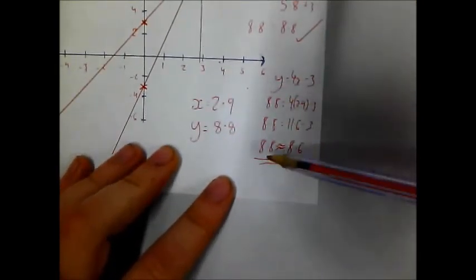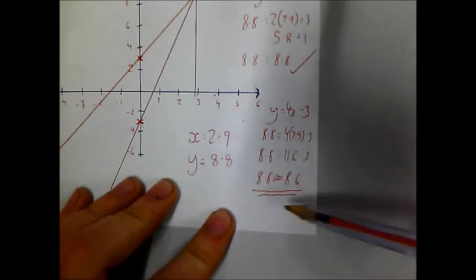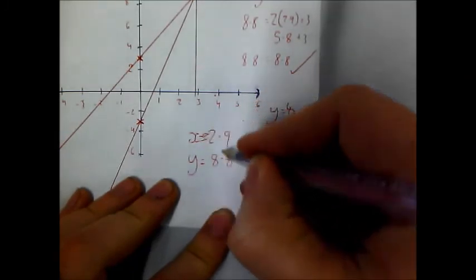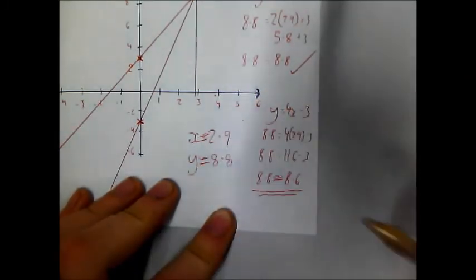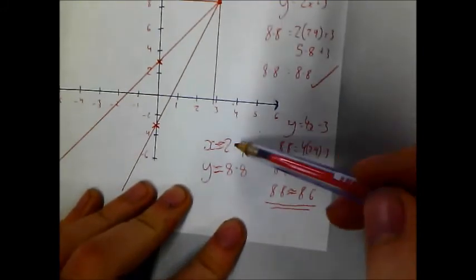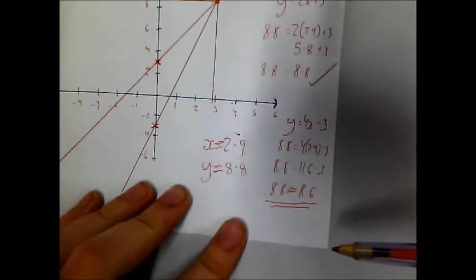So after substitution, I got one perfect answer and then one answer that was close. So this is not a perfect solution. So x is approximately equal to 2.9 and y is approximately equal to 8.8. It might vary slightly. Now possibly they could be whole numbers, so maybe 3 and 9 are the correct solutions. But this is close enough that it will do us for now.